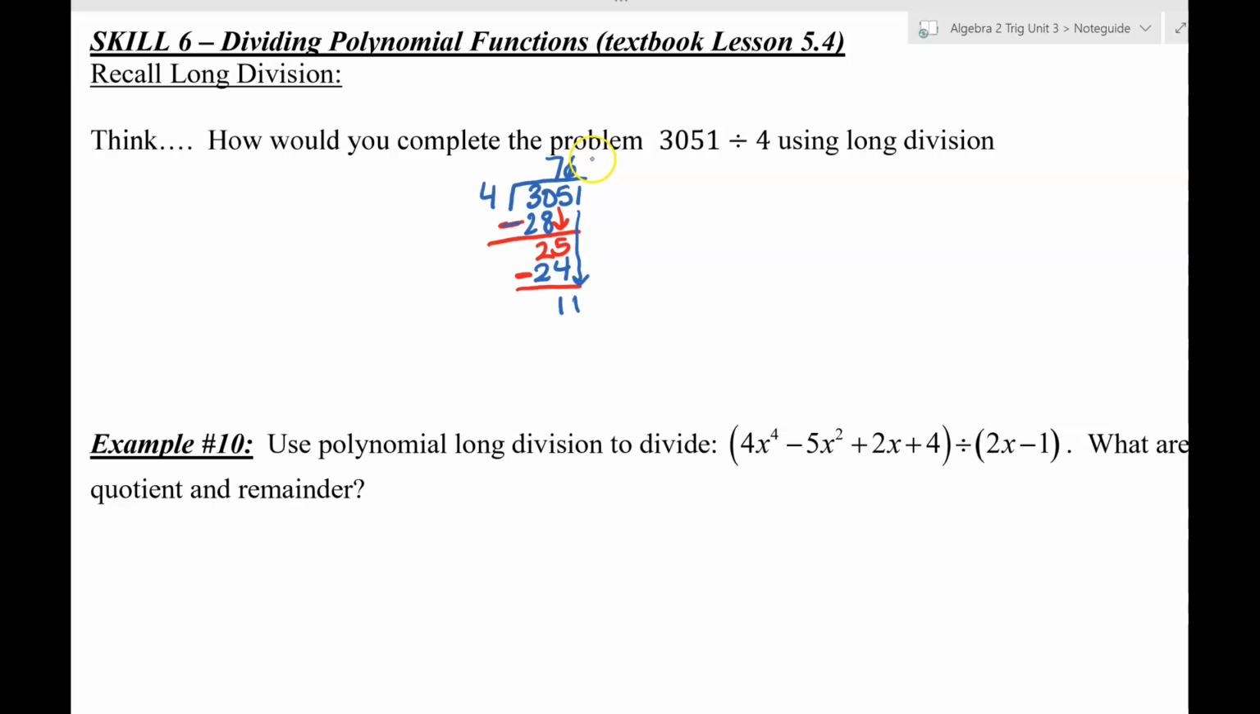How many times does 4 go into 11? Twice. 4 times 2 gives us 8. And again, we are subtracting those values for a final remainder of 3, a value that's smaller than 4, and that's how we know that that's our remainder.